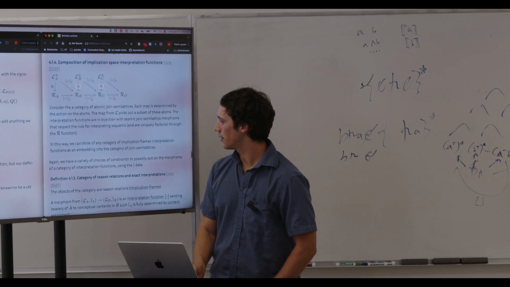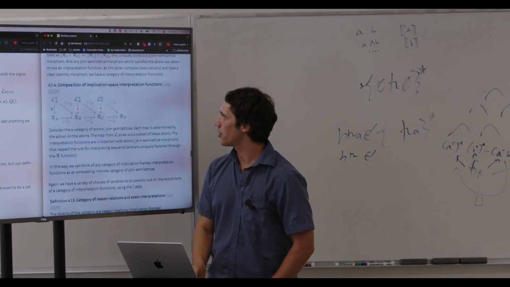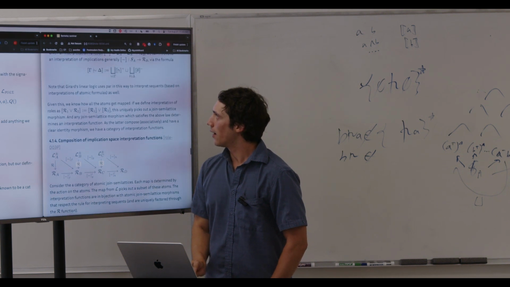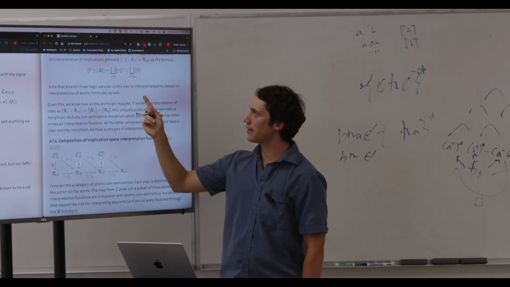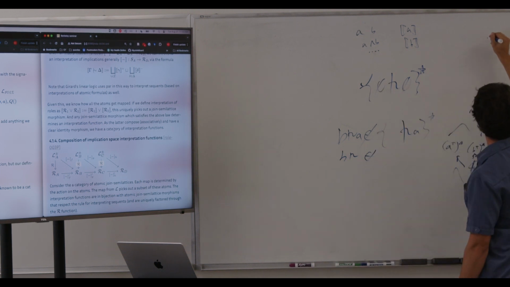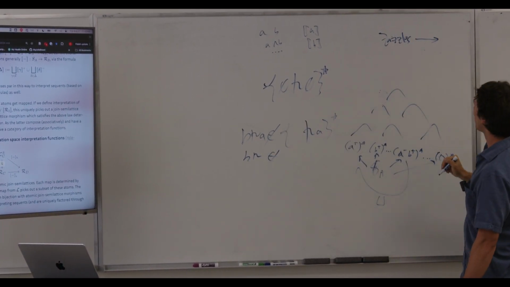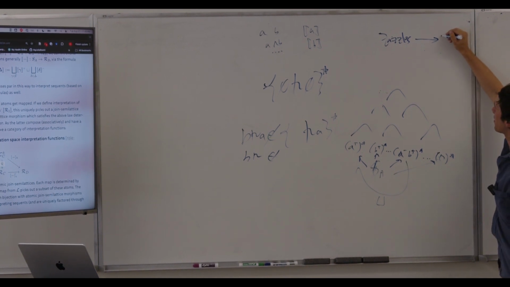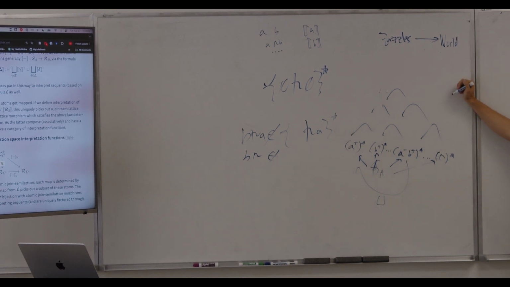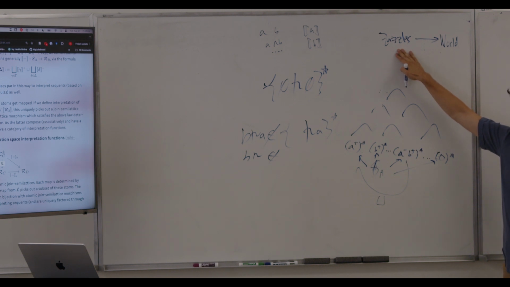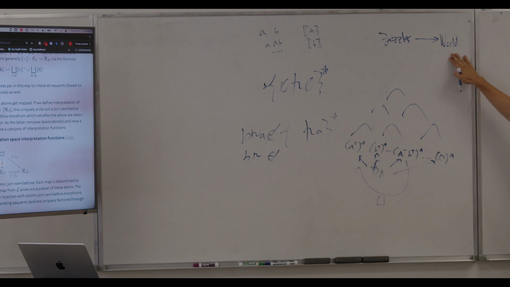Let's see. Okay. So the idea is that if we have Zazzles as our implication frame here, and then we have, let's just say, some world. Okay, so we're going to interpret the sentence. Someone says, oh, what do you mean by Zazzles has 4 legs? I'm going to interpret what that means in some other implication frame.